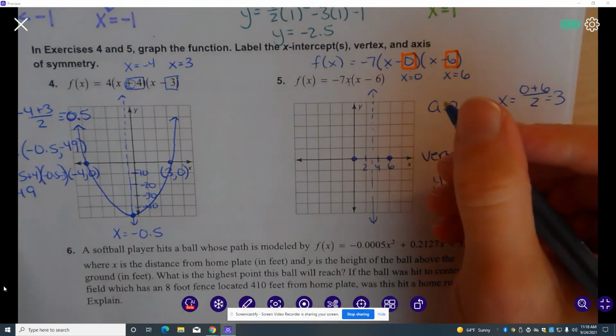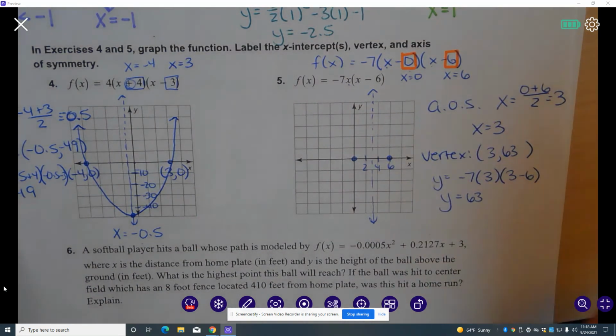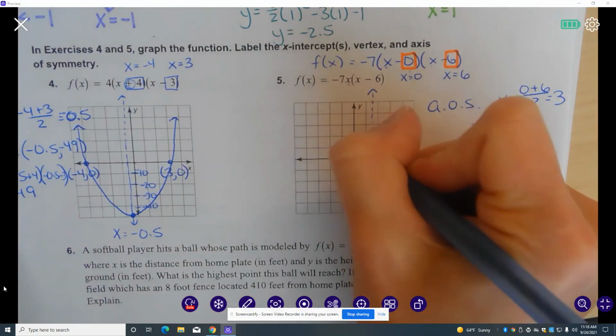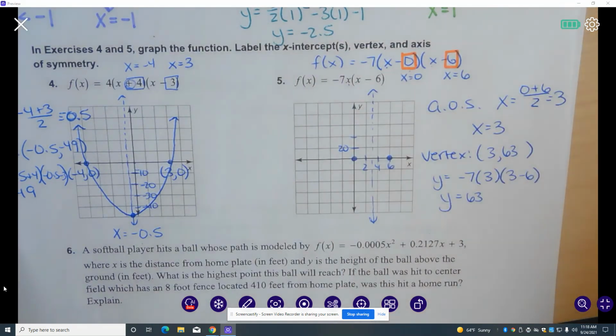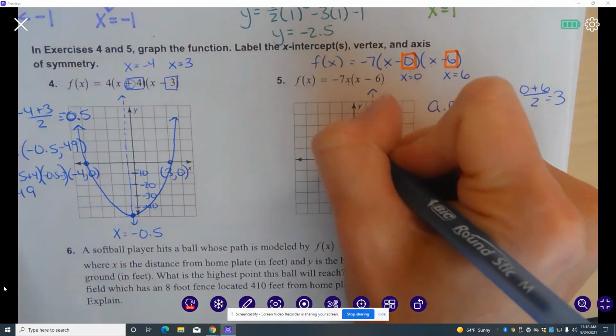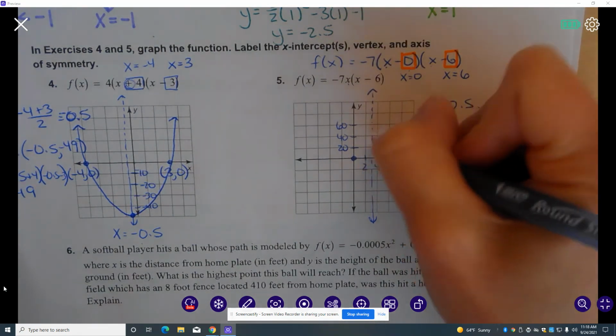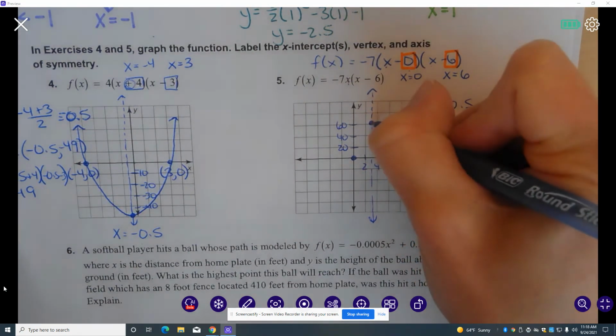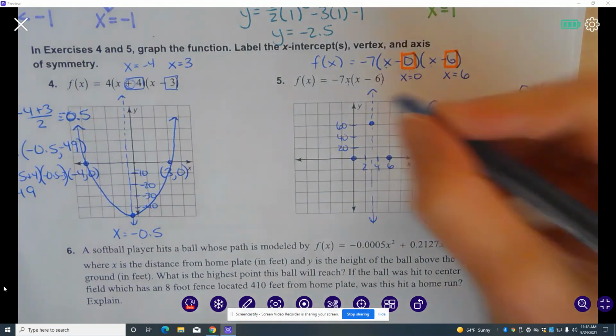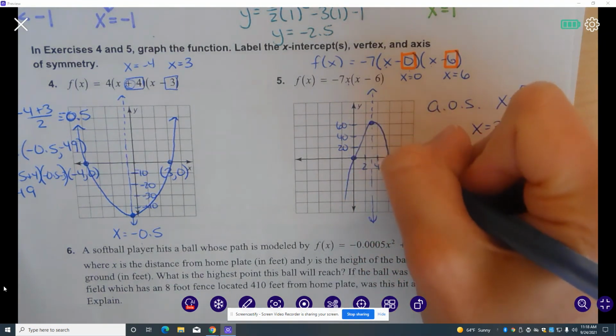I'll count by 20s. So 20, 40, 60. And so my vertex will be at 3, 63. Now I'm ready to graph or connect those.